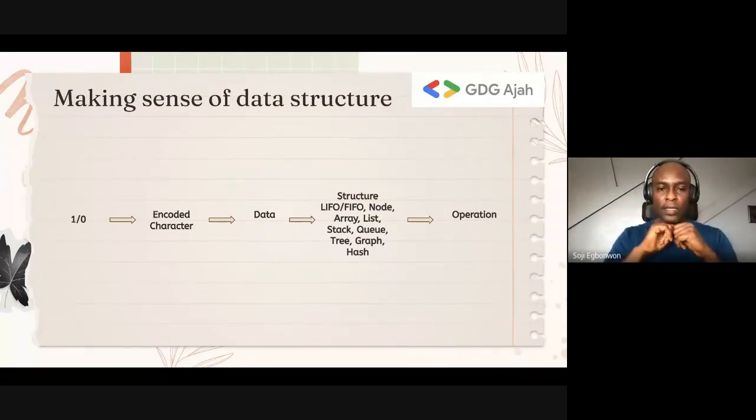Now, just a quick way to make sense of data structure. I don't know if this will help, but it is something I feel like projecting. We all know that the way the computer stores our code or whatever we're doing, your movies, your files, your applications, at the lowest level, they are just binary digits. They are ones and zeros, in the machine language itself.